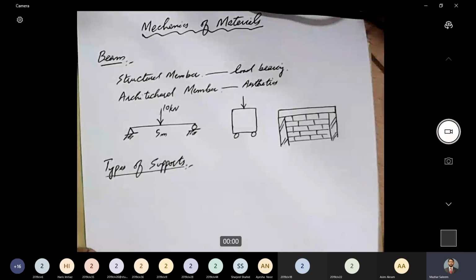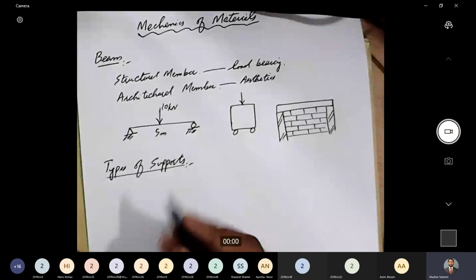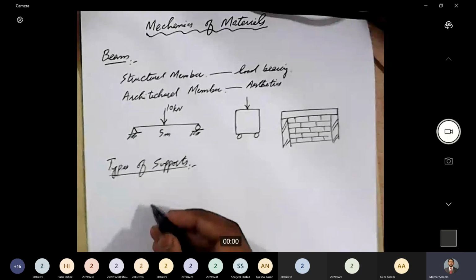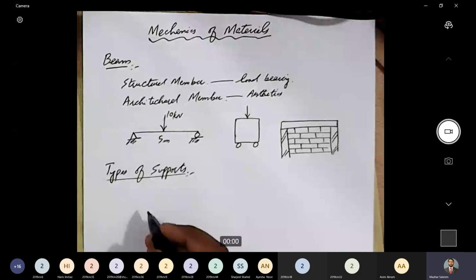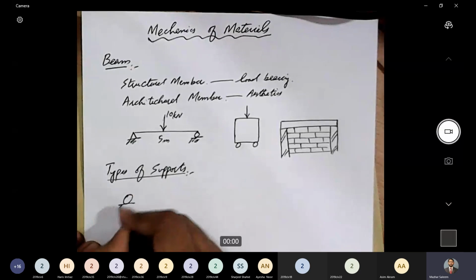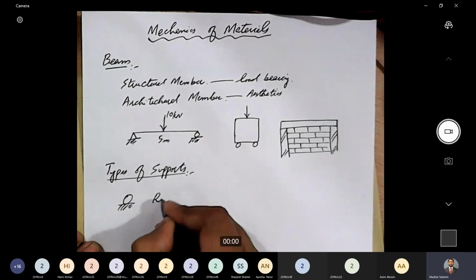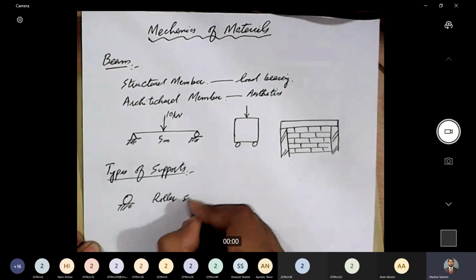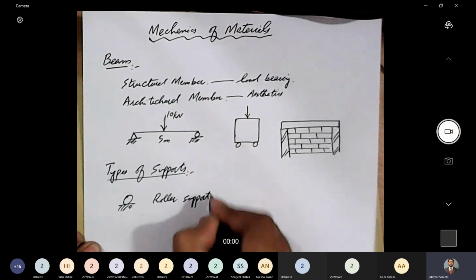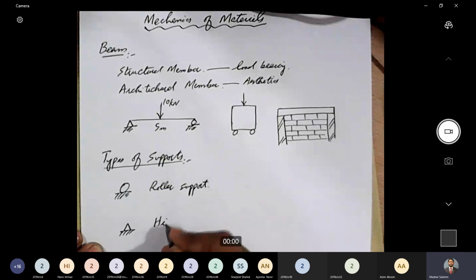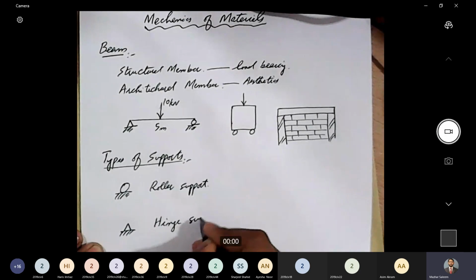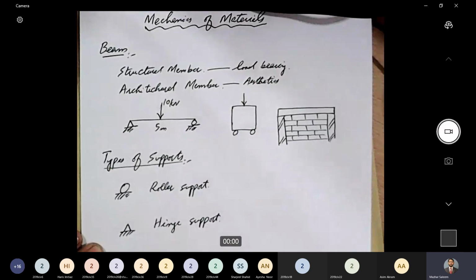Okay. All right, that makes somewhat sense. Let's see these types of supports one by one. So first type of support, the simplest one, is roller support. Second type of support is hinge support. And third type of support is fixed support.